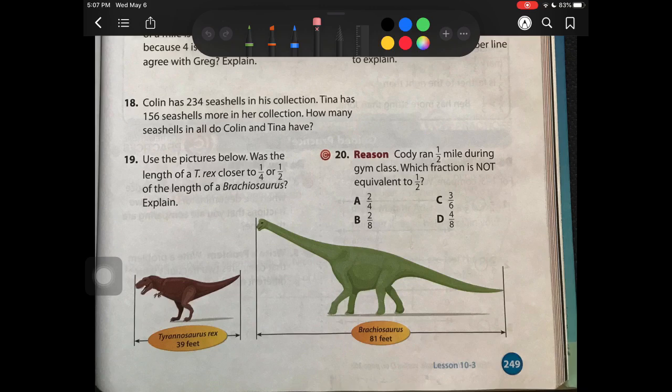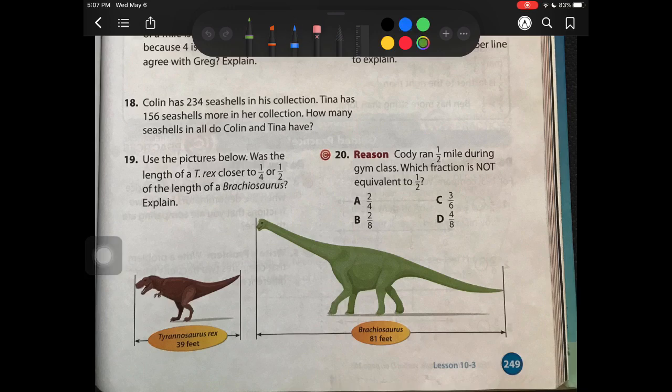But let's take a look. Number 19. It says, use the pictures below. Was the length of a T-Rex, there it is, closer to 1/4 or 1/2 the length of a Brachiosaurus? And there it is right there. Okay. Now, if you notice, looks like a little number line here, right? And we could say that this could be the length.